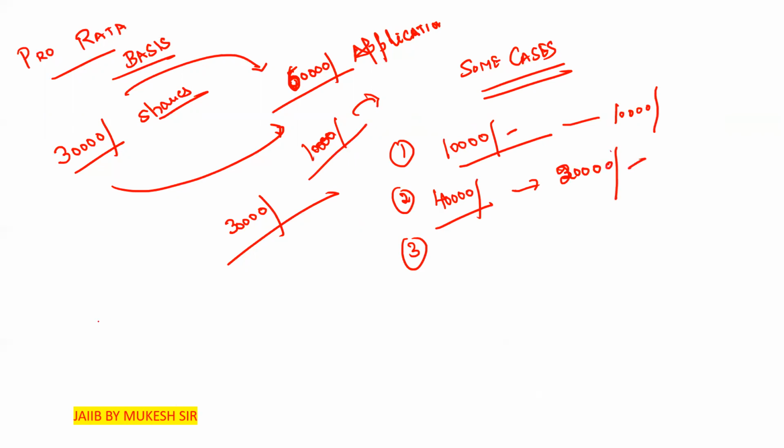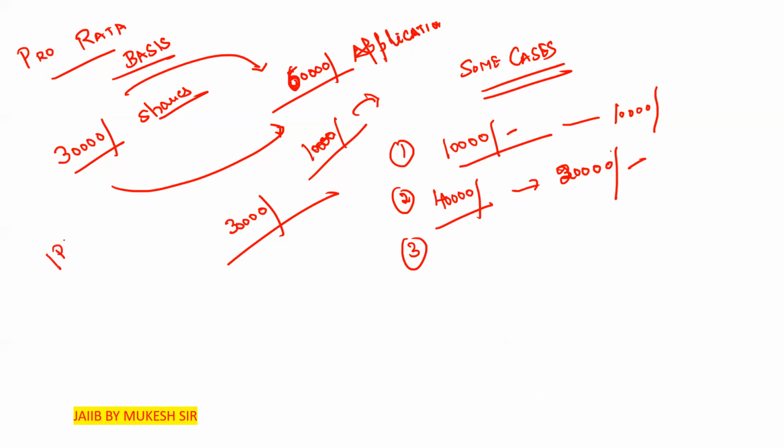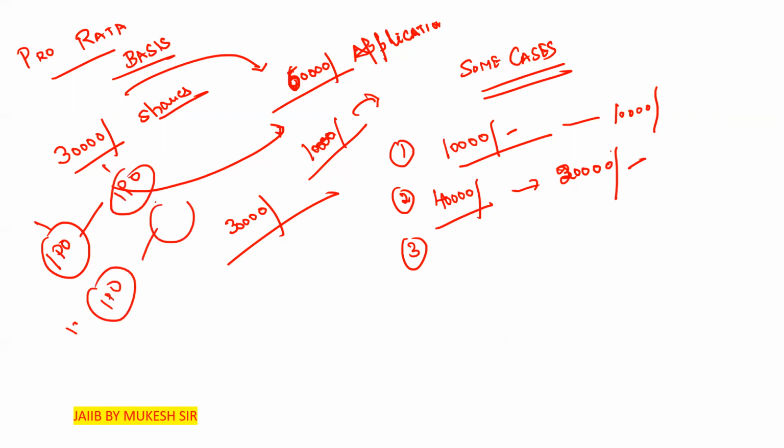Some persons are applying for only one IPO share and they will get one. Some are applying for 10 and they will get 2. So there is also allotment. Here there is 100% allotment, that is fully allotted. This is known as fully allotted.